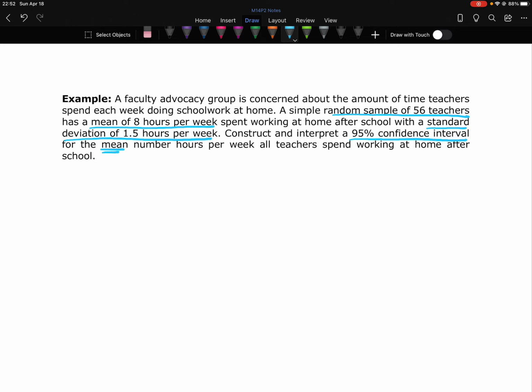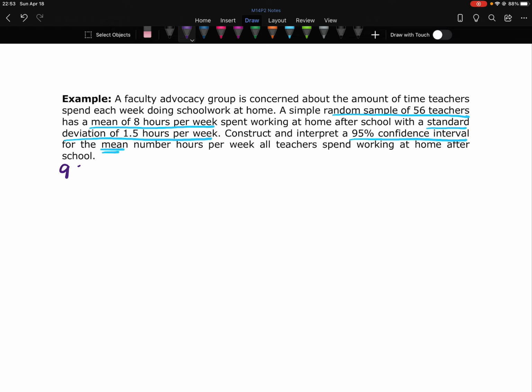Another indicator that this would be a mean, if it was not obvious from the word mean and standard deviation, is they're looking at the amount of time teachers are spending working from home each week, in addition to the work that they do at school. So this is a question of how much time do you spend? How much, that's going to be numerical.